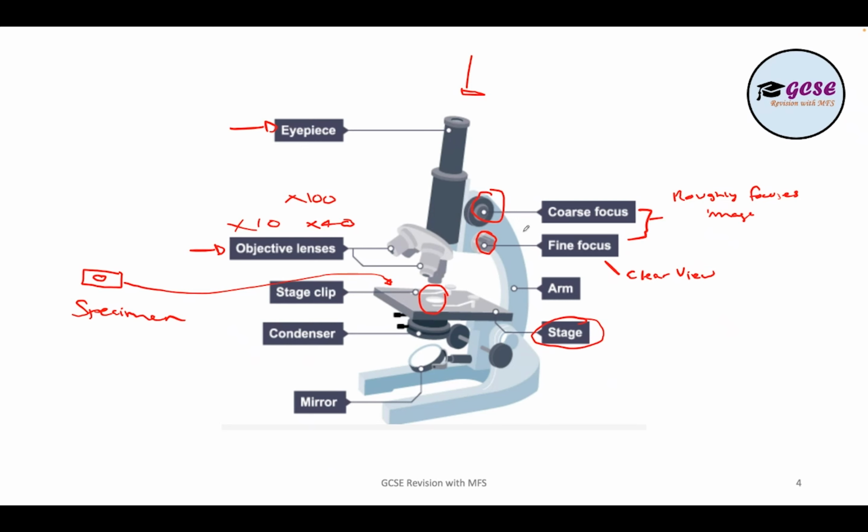Okay, so just have a look at that and get yourself used to using the microscope. The purpose of the mirror is to reflect the light onto the condenser so we can see the specimen. It attracts the light so we can view the specimen.